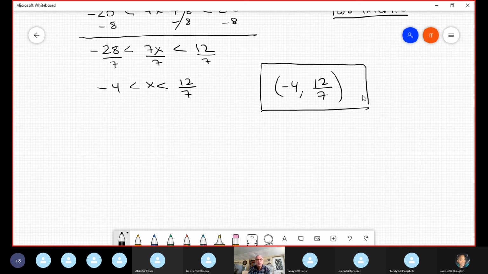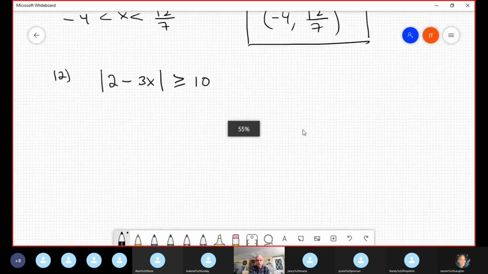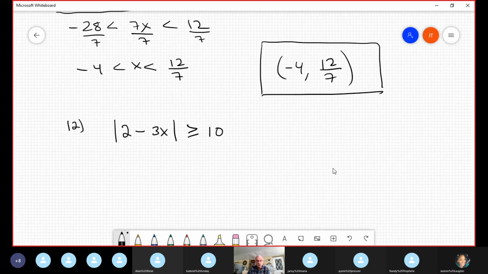Number 12 is absolute value of 2 minus 3x greater than or equal to 10. Some new complication when it's greater than or equal. So this inequality is a combination of inequality and equation. The only thing you need to know is when the endpoint is included, you put a bracket. But this is greater than, so we have two intervals.